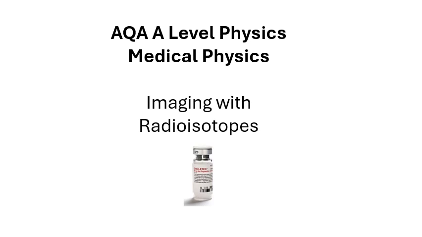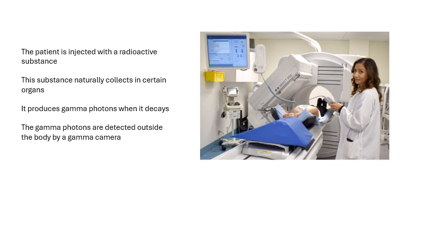AQA A-level physics. This is for the medical physics option, and this video is about imaging with radioisotopes. So basically you inject the patient with some radioactive substance, and part of that would be a radioactive isotope, and then this substance will naturally collect in certain organs, as we shall see, and when it decays it produces gamma photons, and then we detect these gamma photons outside the body using a gamma camera, and then a computer will produce an image for us.